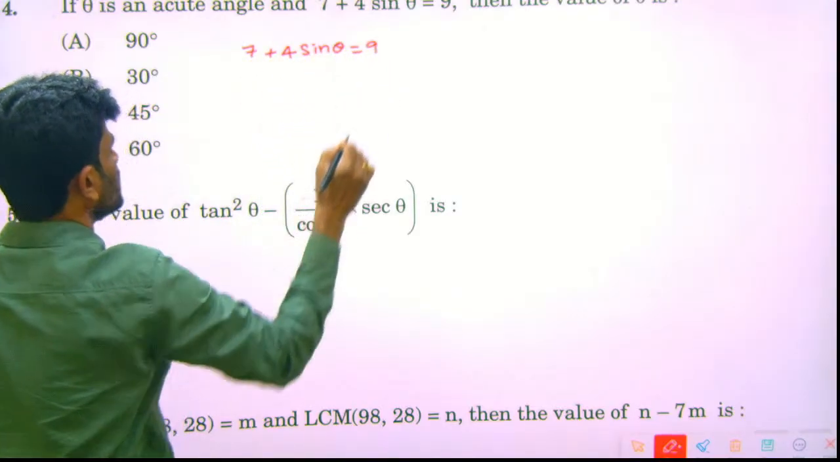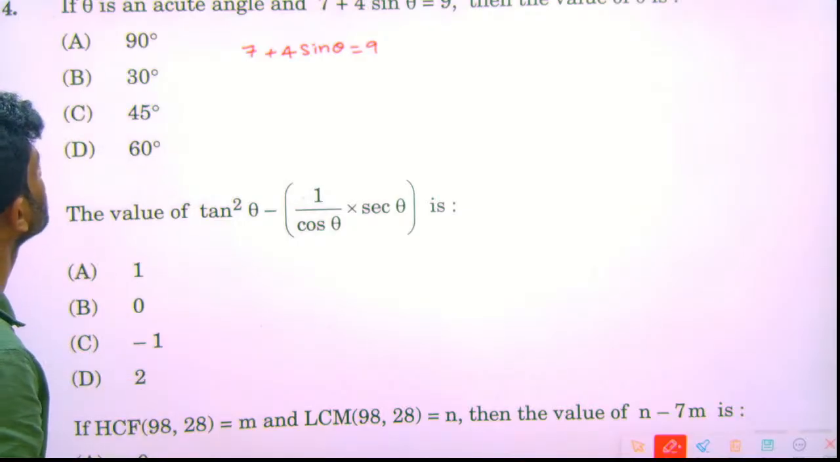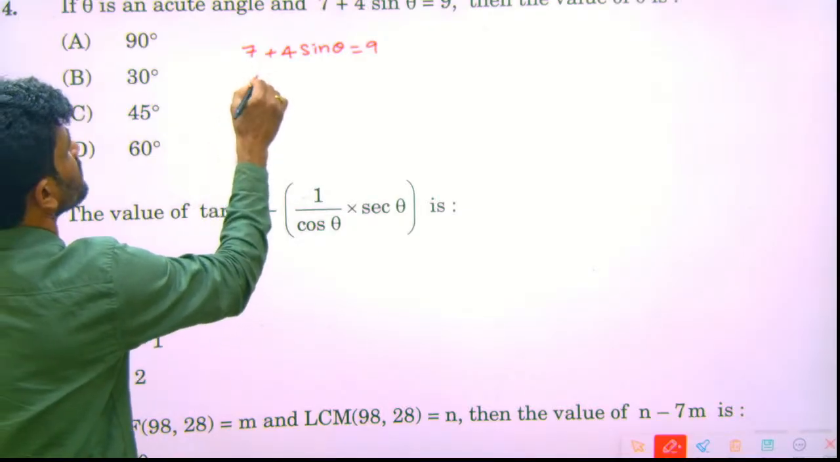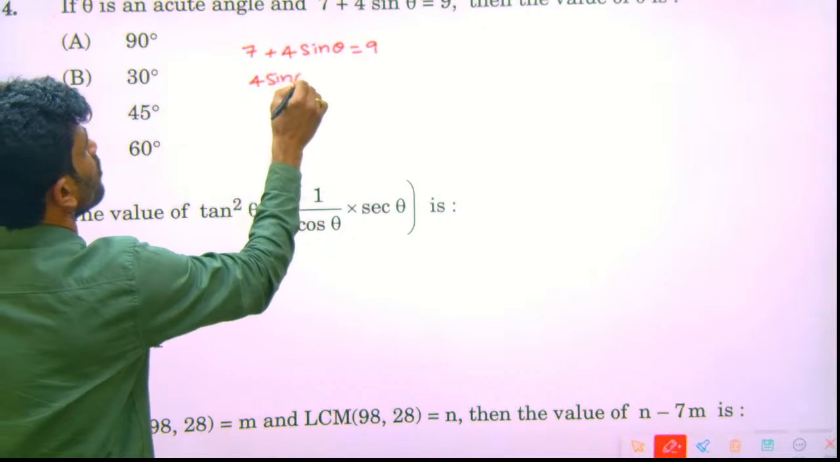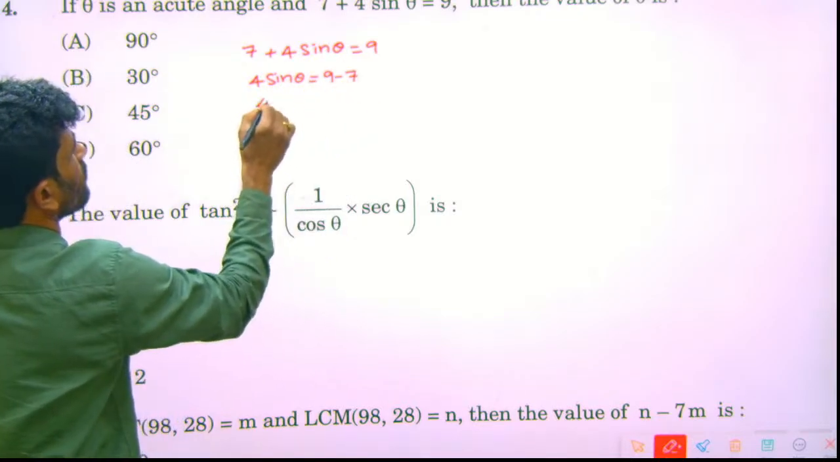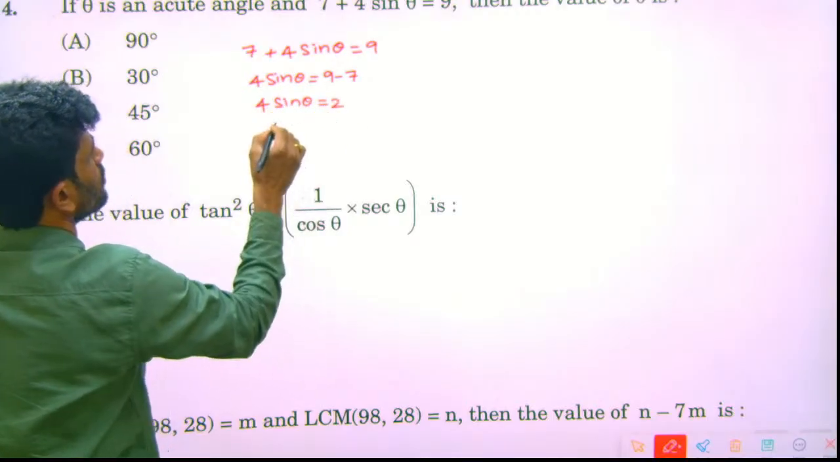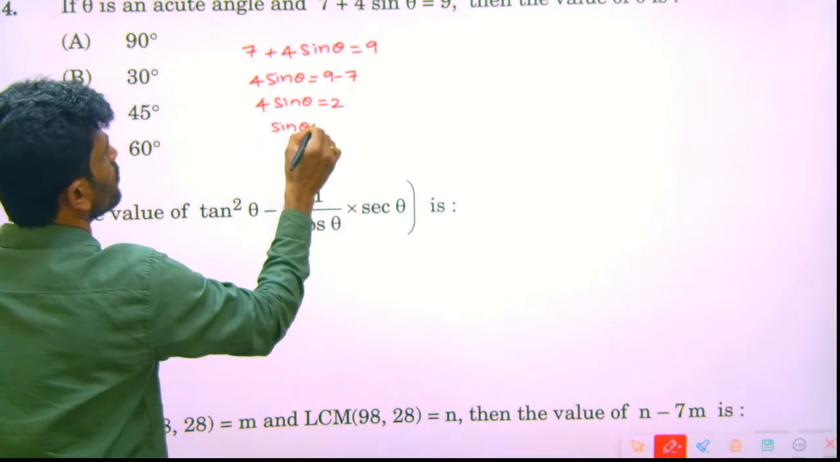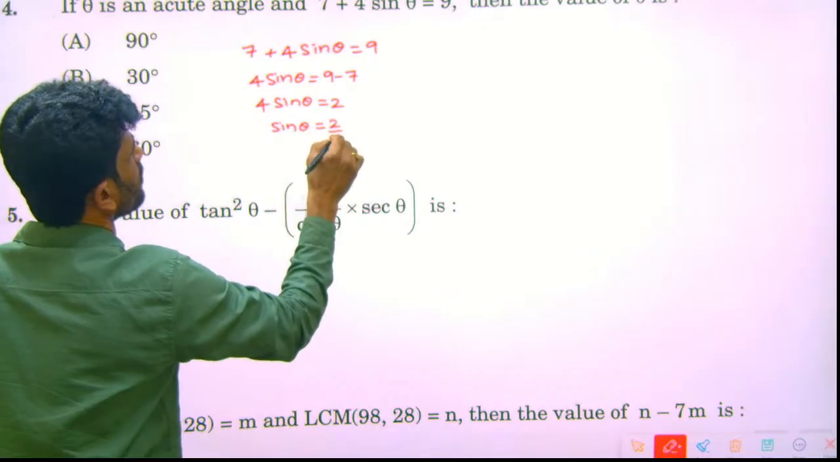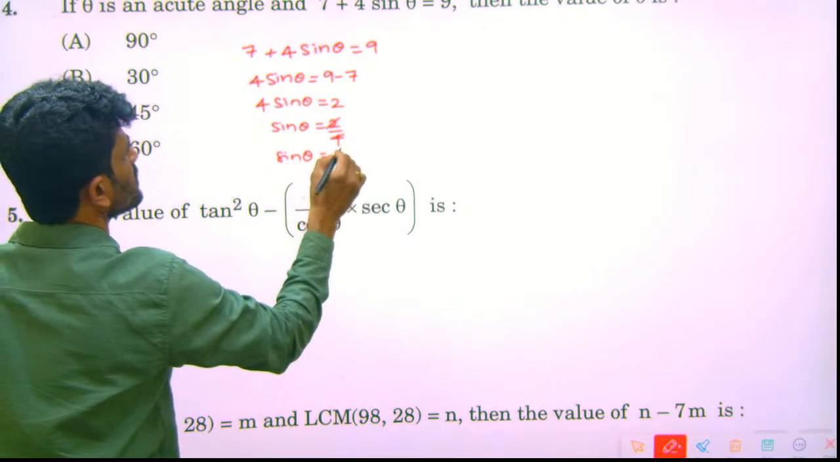You can type your answer, what you have answered before, question number and answer. From this what we can write? 4 sin theta is equal to 9 minus 7. So 4 sin theta is equal to 2. So sin theta is equal to 2 by 4. Sin theta is equal to 2 by 4 after cancellation, what is it? 1 by 2.